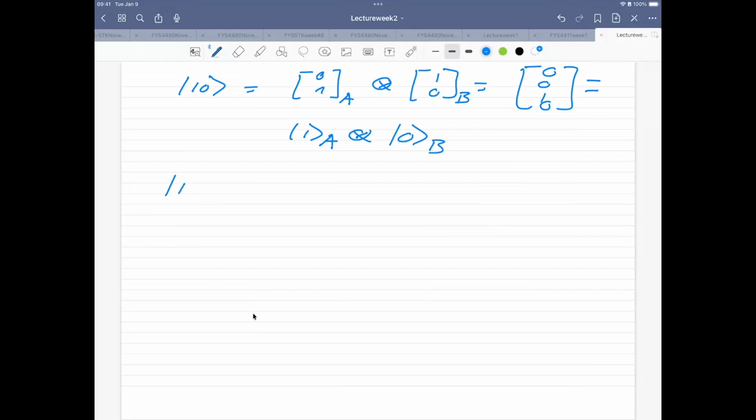And finally, the last state, which is 1, 1, which I'm just going to write out like this. This is a tensor product. And this is actually 1 tensor product with a 1 in system B.